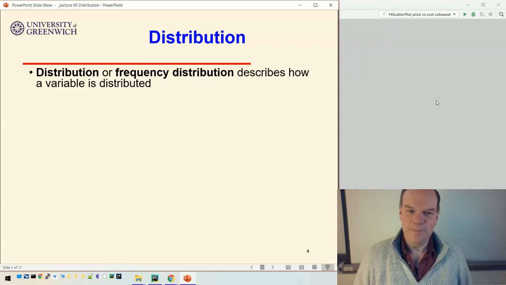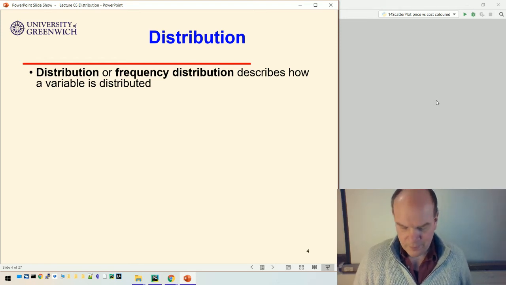So distribution, or sometimes referred to as frequency distribution, describes how a variable is distributed. Variable in this case meaning something like the products. How does it change from day to day? Before we move on to the products, let's take an example.